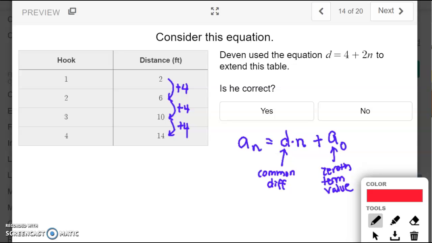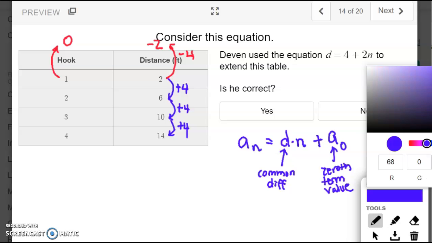To figure out the zeroth term, we're going backwards. Instead of adding 4, we're going to subtract 4 from the first term. 2 minus 4 is negative 2. So in this case, the common difference is plus 4, and a sub 0 we figured out to be negative 2.